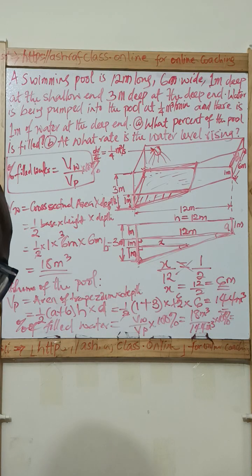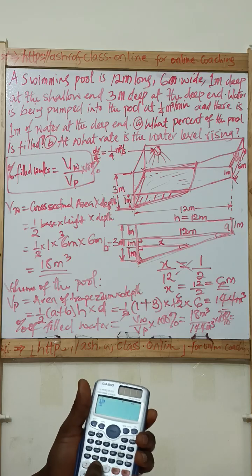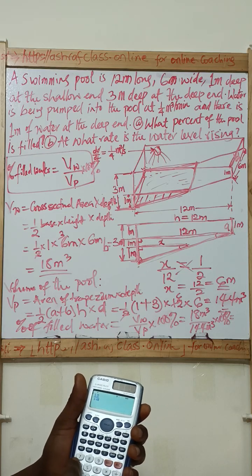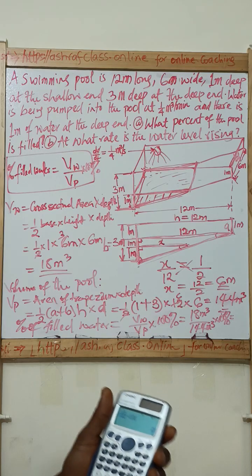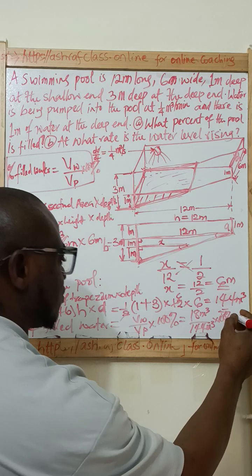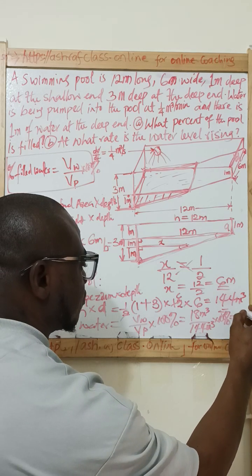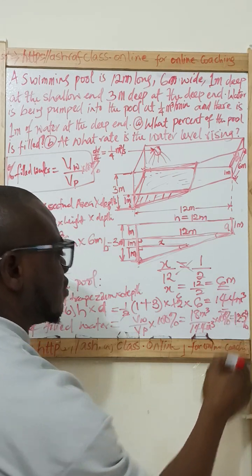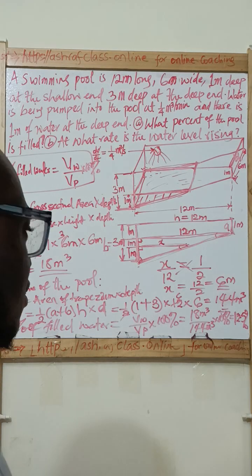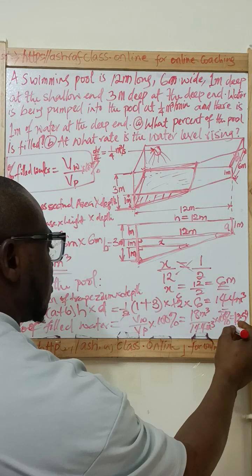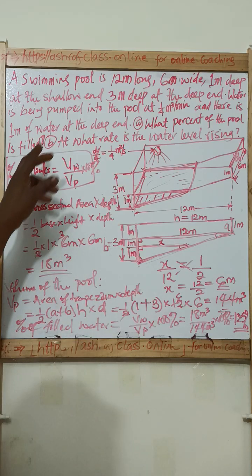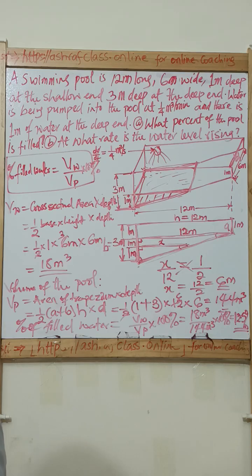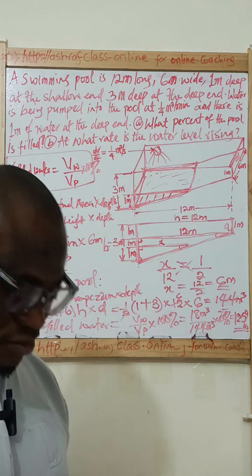Okay? So that will be 18 over 144 times 100%. So that will be 12.5%. Okay, so this is what we are going to arrive at. That's the 12.5%. So that's the A part of the question. Okay, now let's go to the B part of the question.